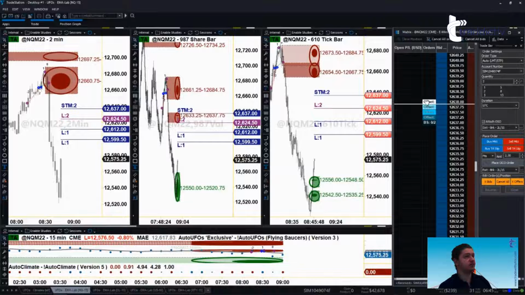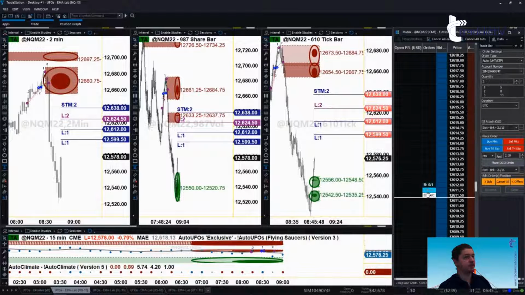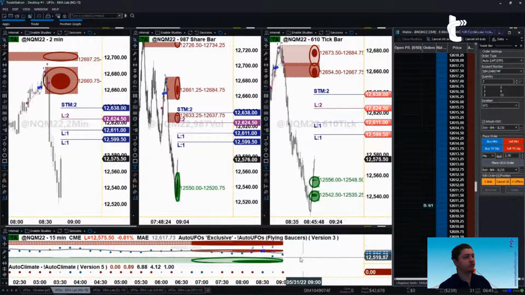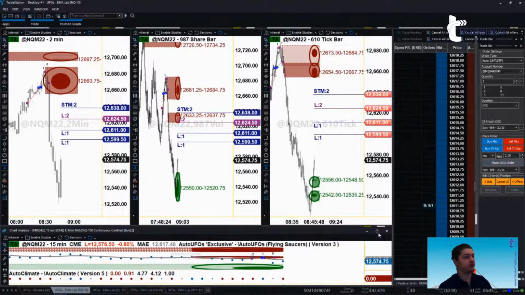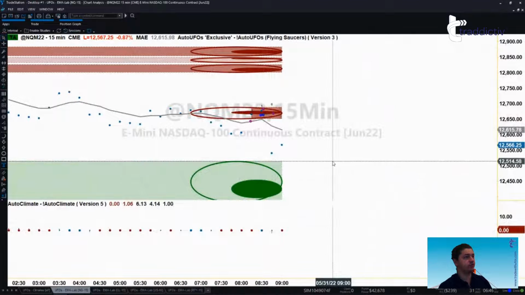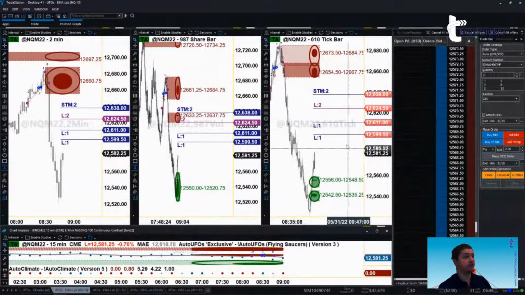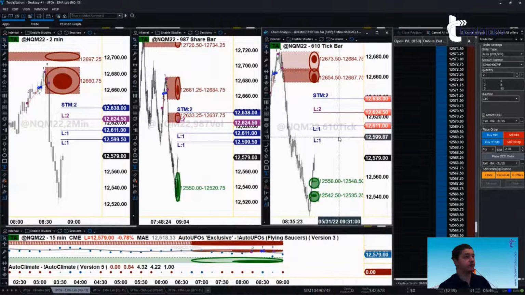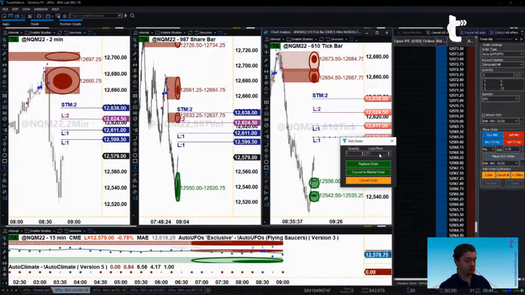So 1, 2, 3, 4. Let's go ahead and adjust that. 1, 2, 3, 4. And then, of course, our final target would be the first opposing UFO, which is 12,514.50.